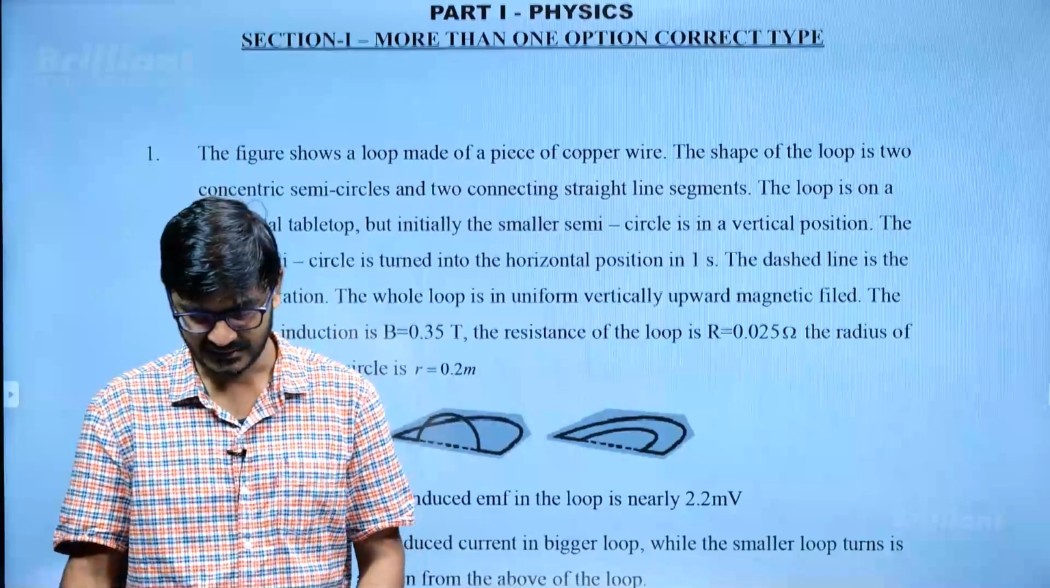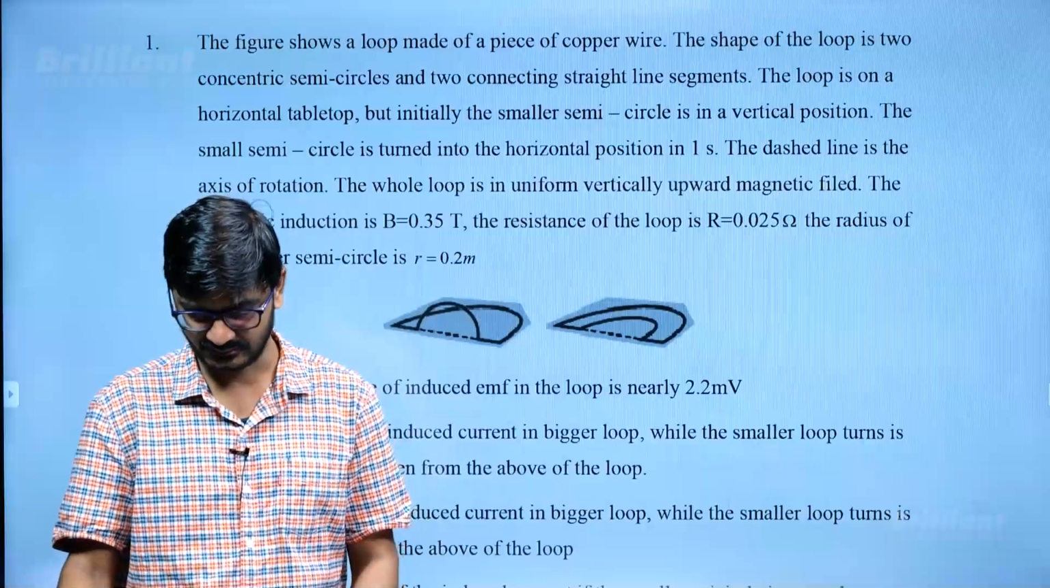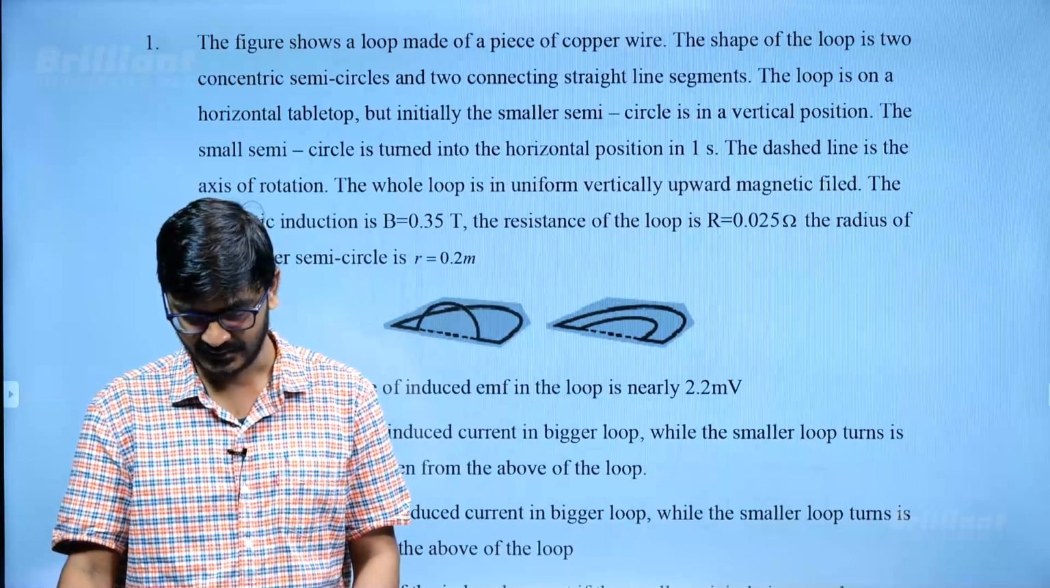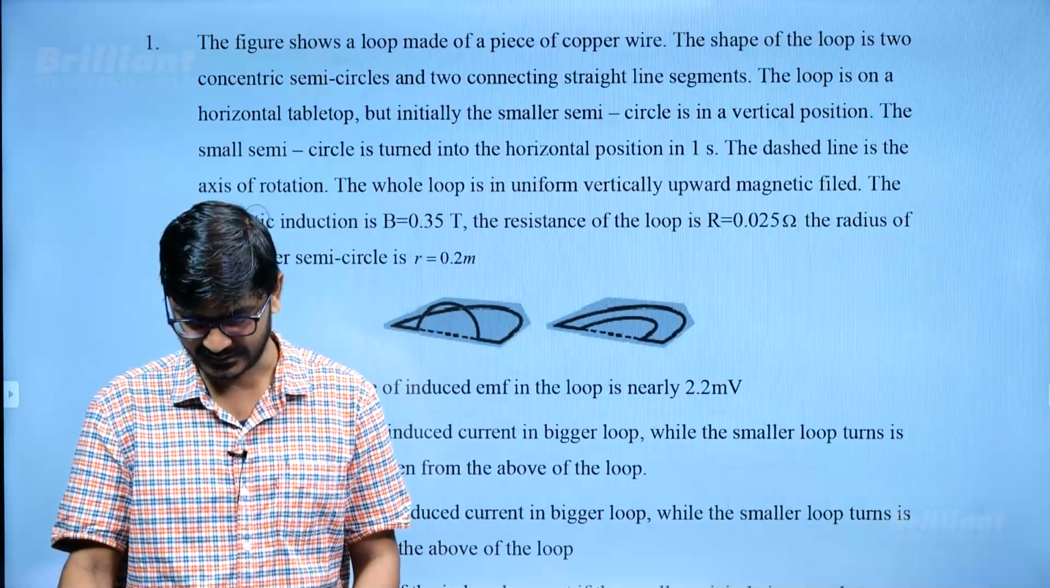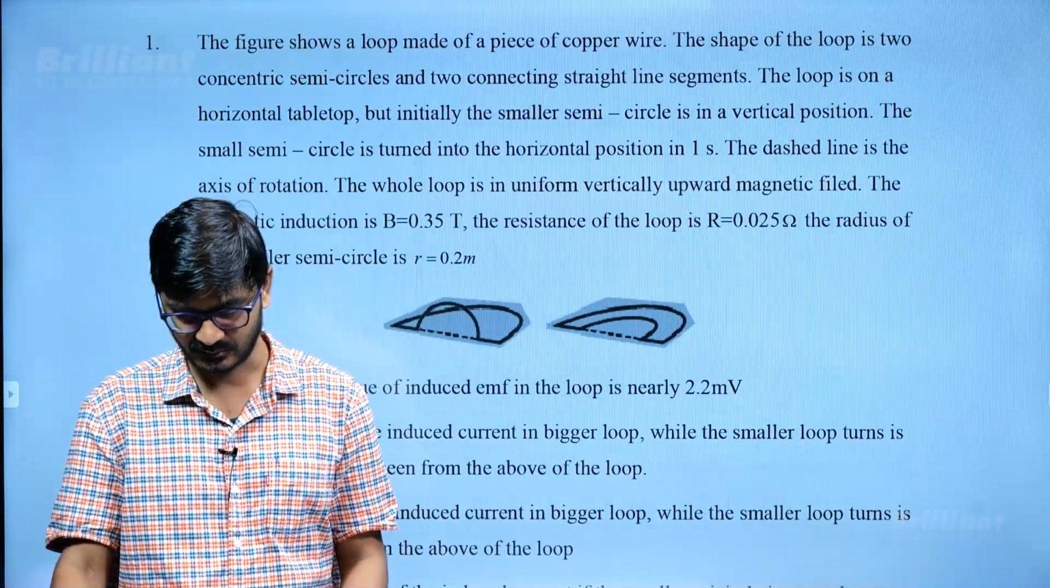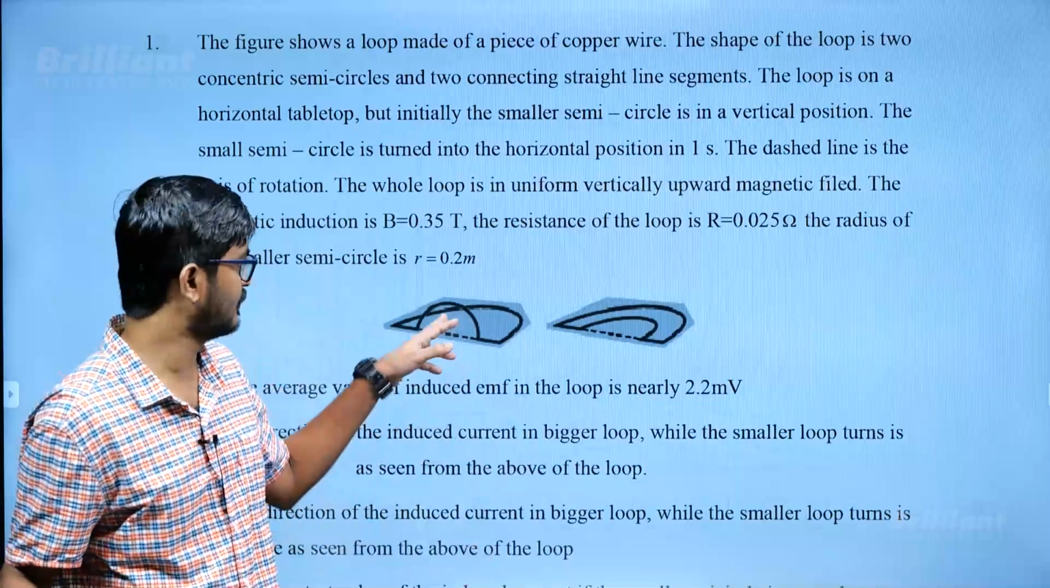The first question says, the figure shows a loop made of a piece of copper wire. The shape of the loop is two concentric semicircles and two connecting straight line segments. The loop is on a horizontal tabletop, but initially the smaller semicircle is in a vertical position.